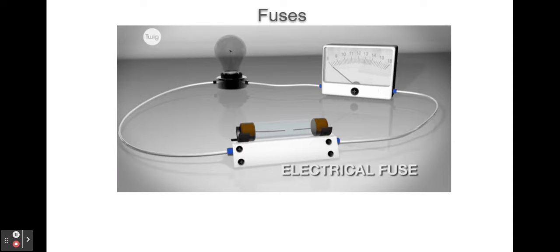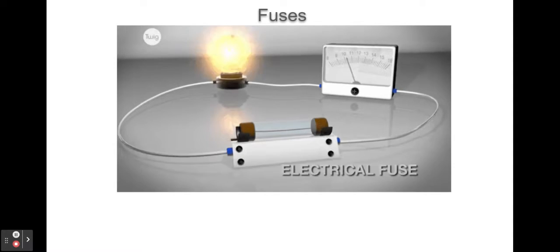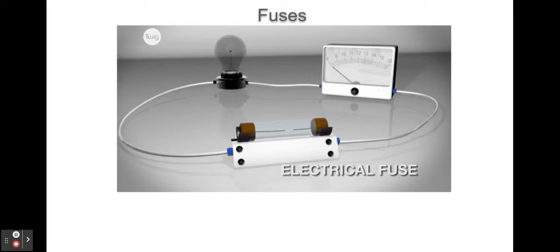Now, an electrical fuse is used as a safety device to stop too much current flowing through a device and causing damage to the electronics in the device, or indeed causing overheating and the potential of a fire. How it works is, a thin piece of wire is designed to melt and break if the current passing through it rises above a certain level.